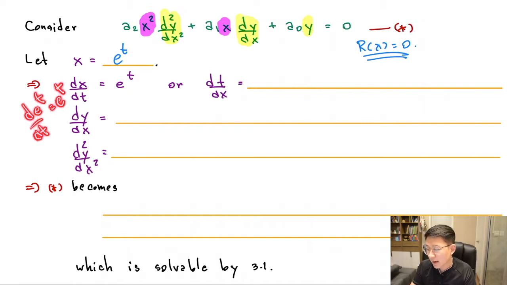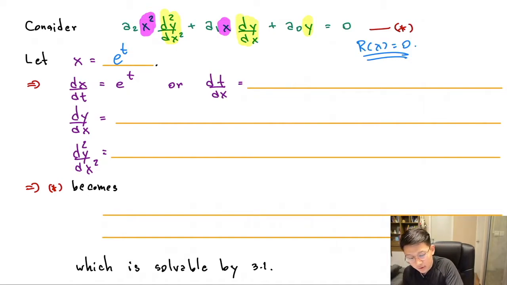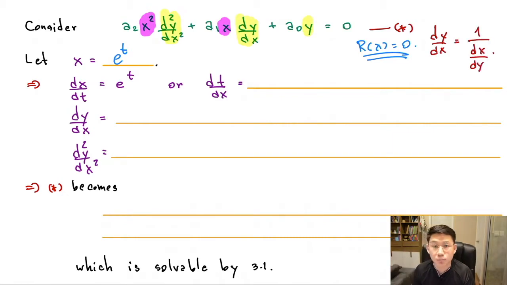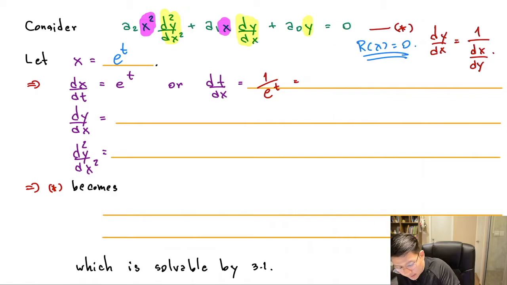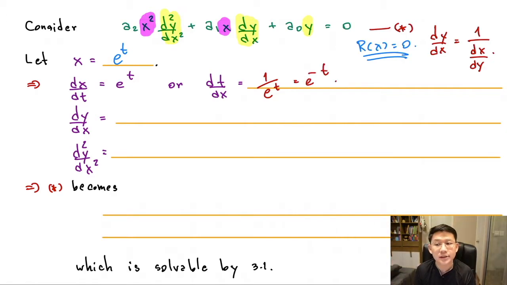So what is dt by dx? From calculus 1, we know that dy by dx is 1 over dx by dy. That's a property. So dx by dt is e to the t, and dt by dx is 1 over e to the t, which is e to the minus t. Make sense?